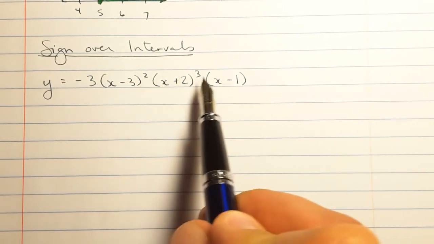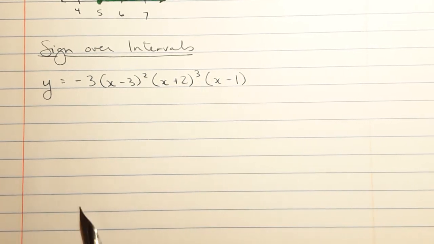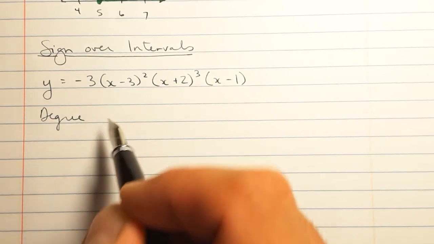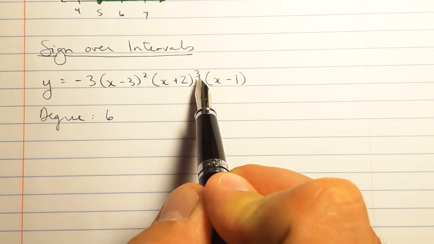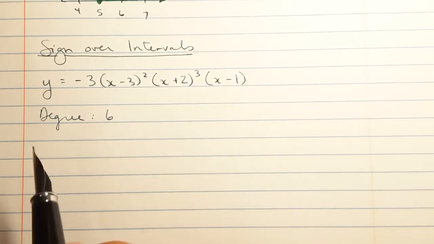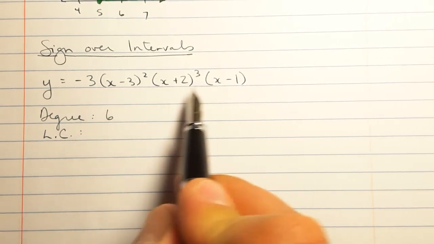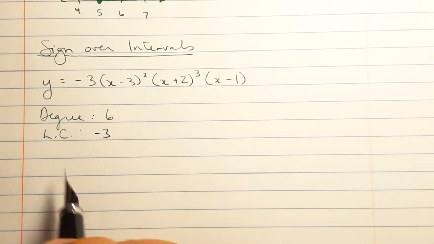One of them has order 2, one has order 3, and the last one here just has order 1. I'm also going to note that it has degree 6: 1, 2, 3, 4, 5, 6. The leading coefficient is, yep, those are all factored, so that is -3, that's the right leading coefficient.